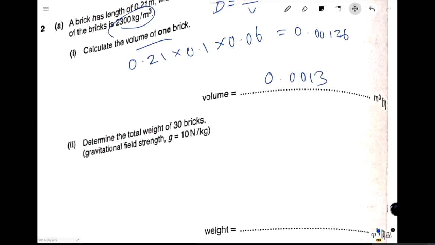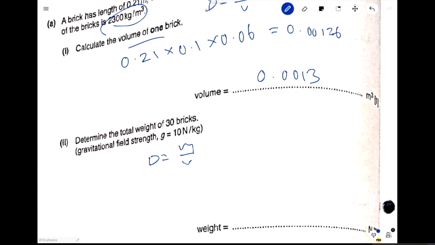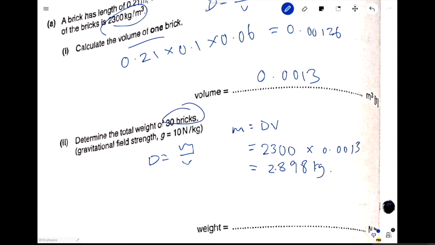So determine the total weight of 30 bricks. So we want to find the mass of 1 first. Now using the formula, density equals mass over volume. So I have the volume. To find the mass, M equals dV, right? So what's D? D is 2300. So multiply with 0.0013, and we get 2.898 kilogram. So this is 1. So there's 30 of them. So we take 30 times 2.898, and we get 86.94. Right, so this is the mass, but they want the weight.